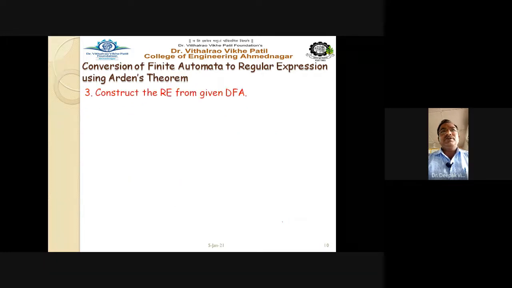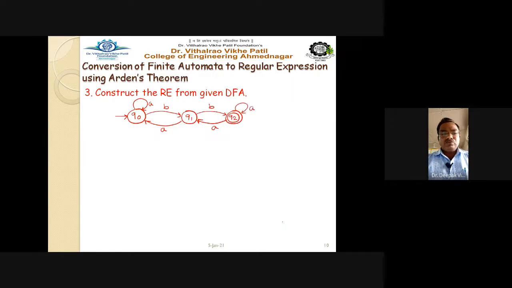Okay, there is one more example. Construct the regular expression from the given DFA. Q0, Q1, Q2, and Q2 is the final state here. And see here, the input symbols are not 0 and 1, but A and B. So let us write the state equation for each state. Q0 equal to epsilon plus, being a start state, I add an epsilon value here, plus Q1 dot A, Q1 dot A, this is the term and this is the term.